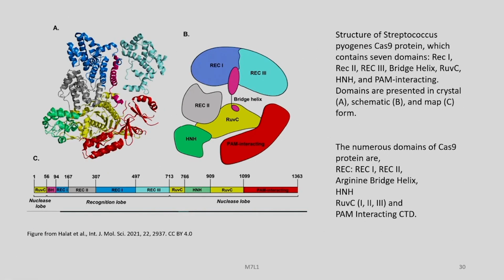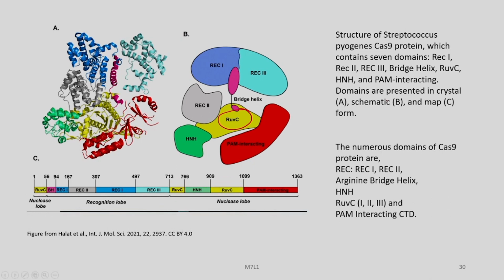So, let us look into the structure of the Cas9 protein. For example, we are looking into the structure of the Streptococcus pyogenes Cas9, and this contains about 7 domains, with some basically being subdomains. So, you have REC1, REC2 and REC3. Then you have a bridge over here, which is a bridge helix. Then you have RuvC, and RuvC may actually be distributed into 3, RuvC 1, 2 and 3.